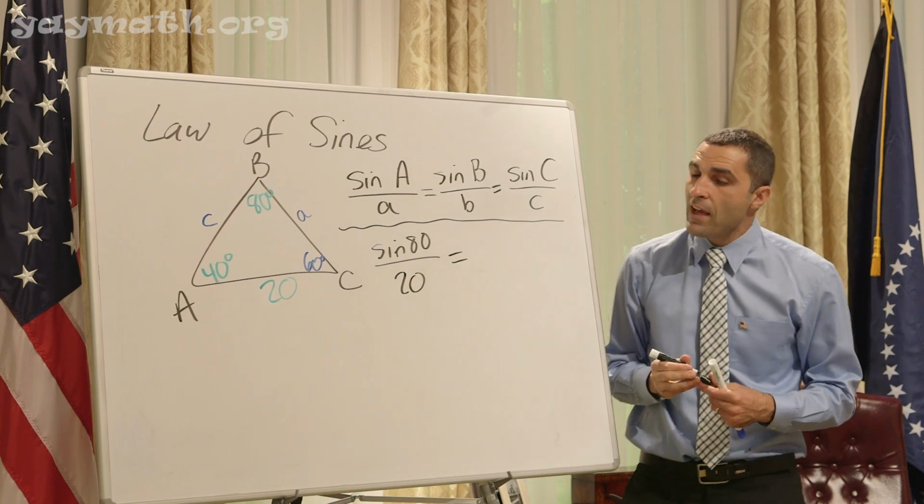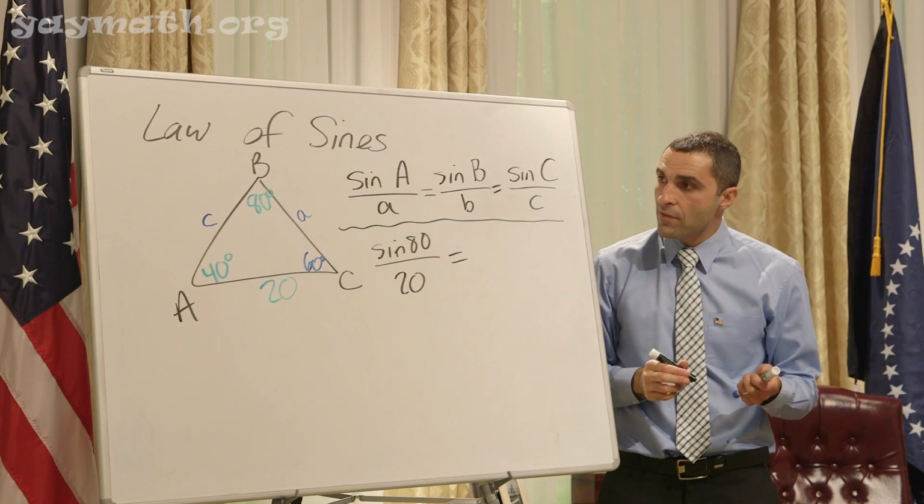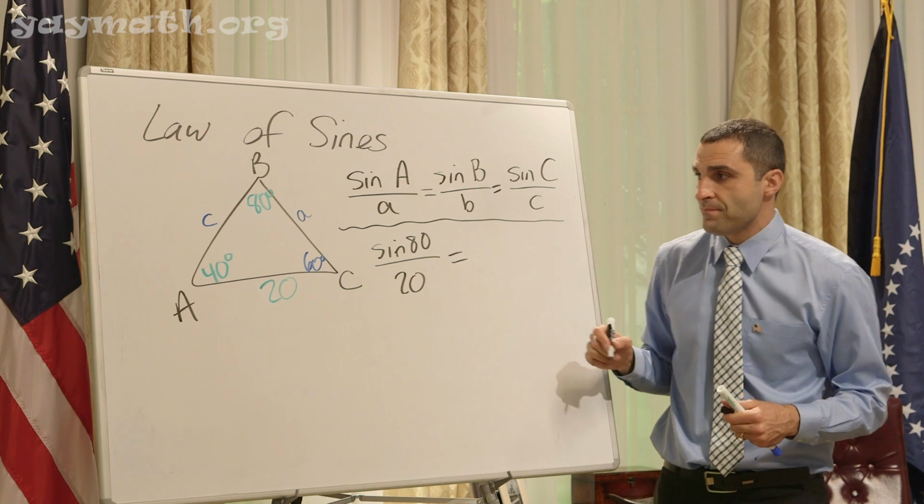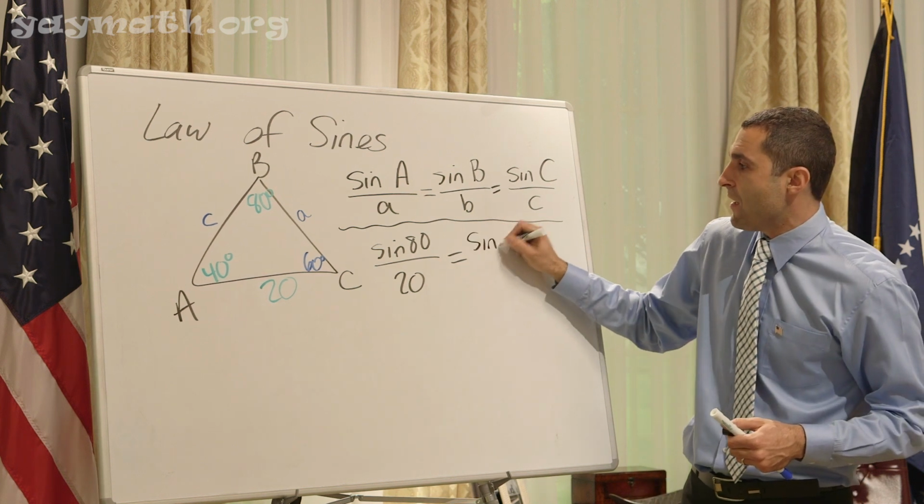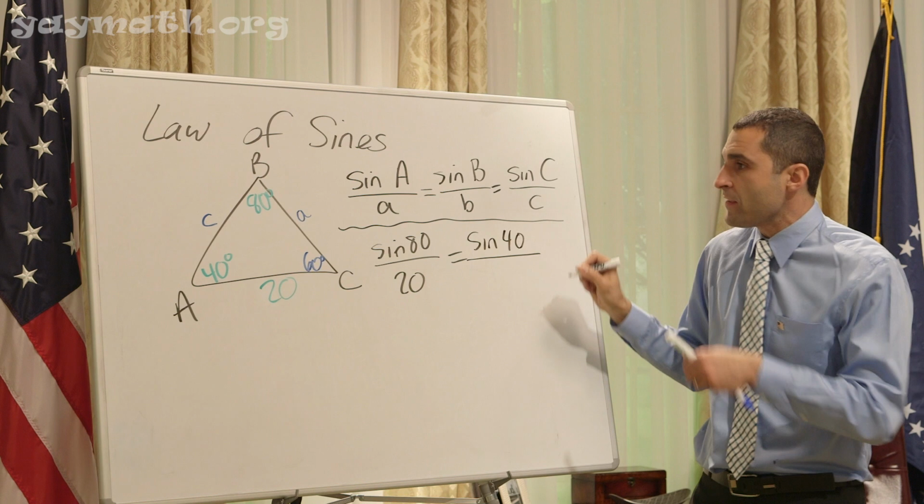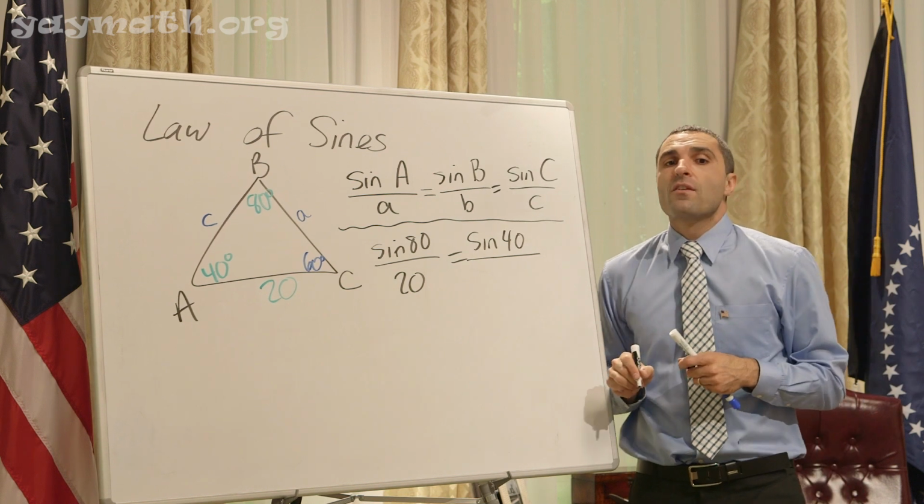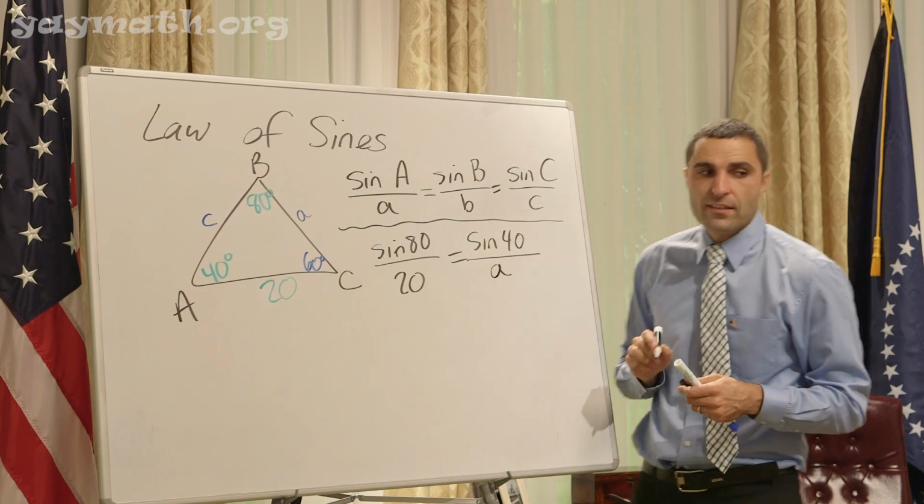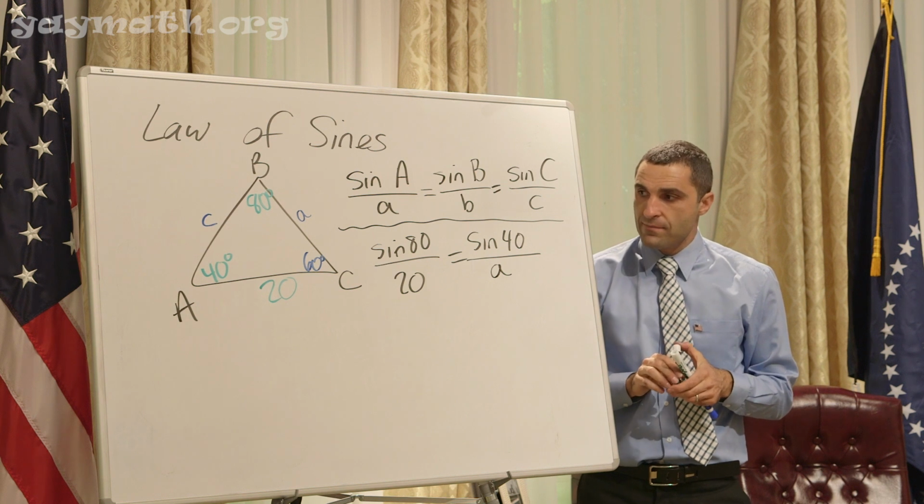Let's put it in. We need a ratio that we can solve. Namely, let's start with 80 degrees. What if we did sine of 80 over what side? 20 over the side across equals. Now pick another pair that you wanted to solve. 40. So what of 40? Sine of 40 over little a.